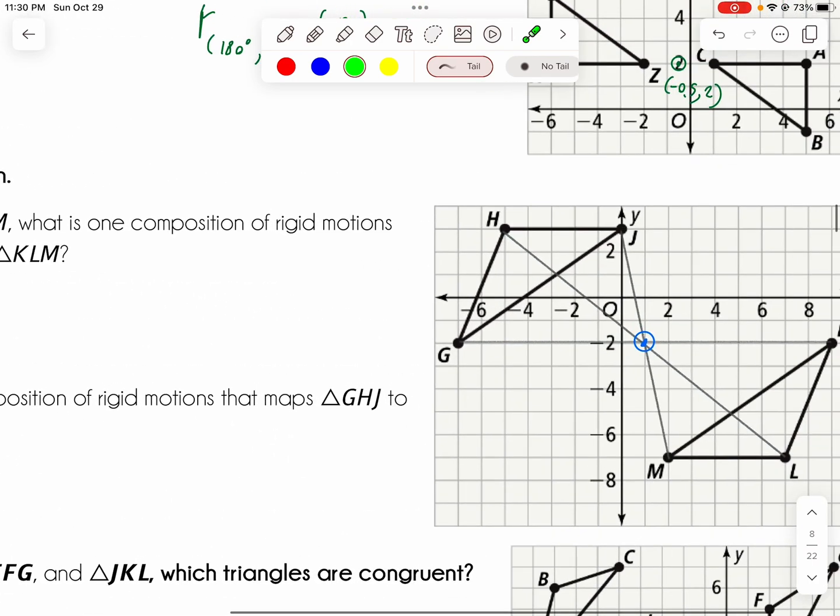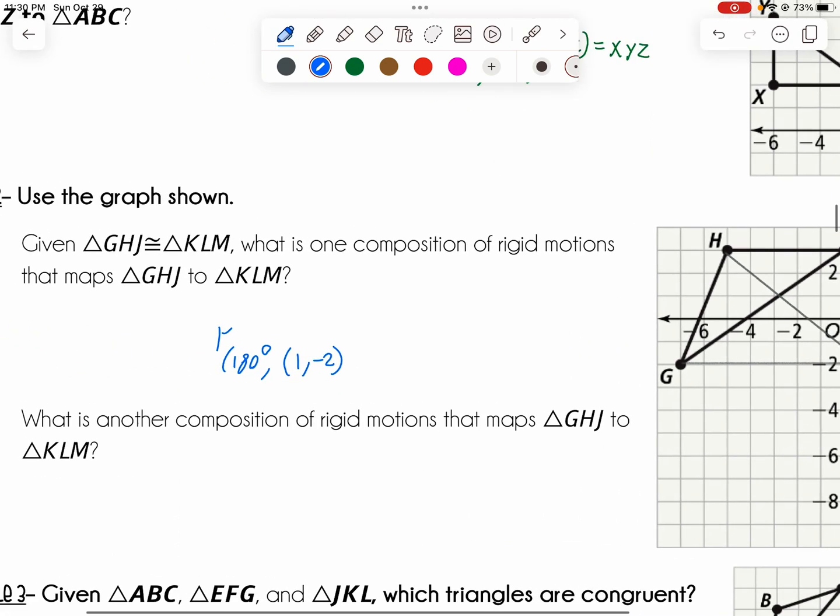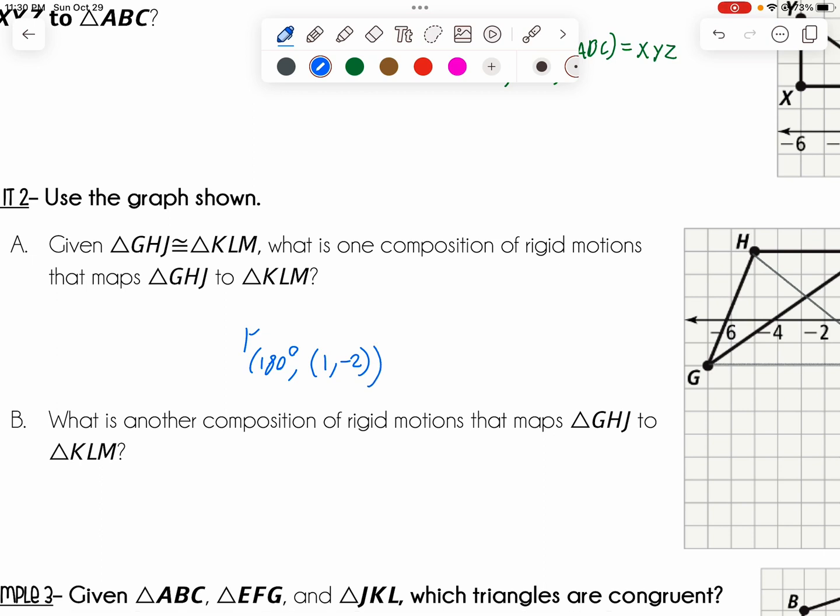Except, again, it's at a different point. So I can rotate 180 degrees about the point, I believe it's 1 comma negative 2. Could be wrong on that, yep. 1 comma negative 2. And I'm going to do it to either GHJ or KLM. And that's going to produce GHJ. All right, so I'm showing one composition that'll work.